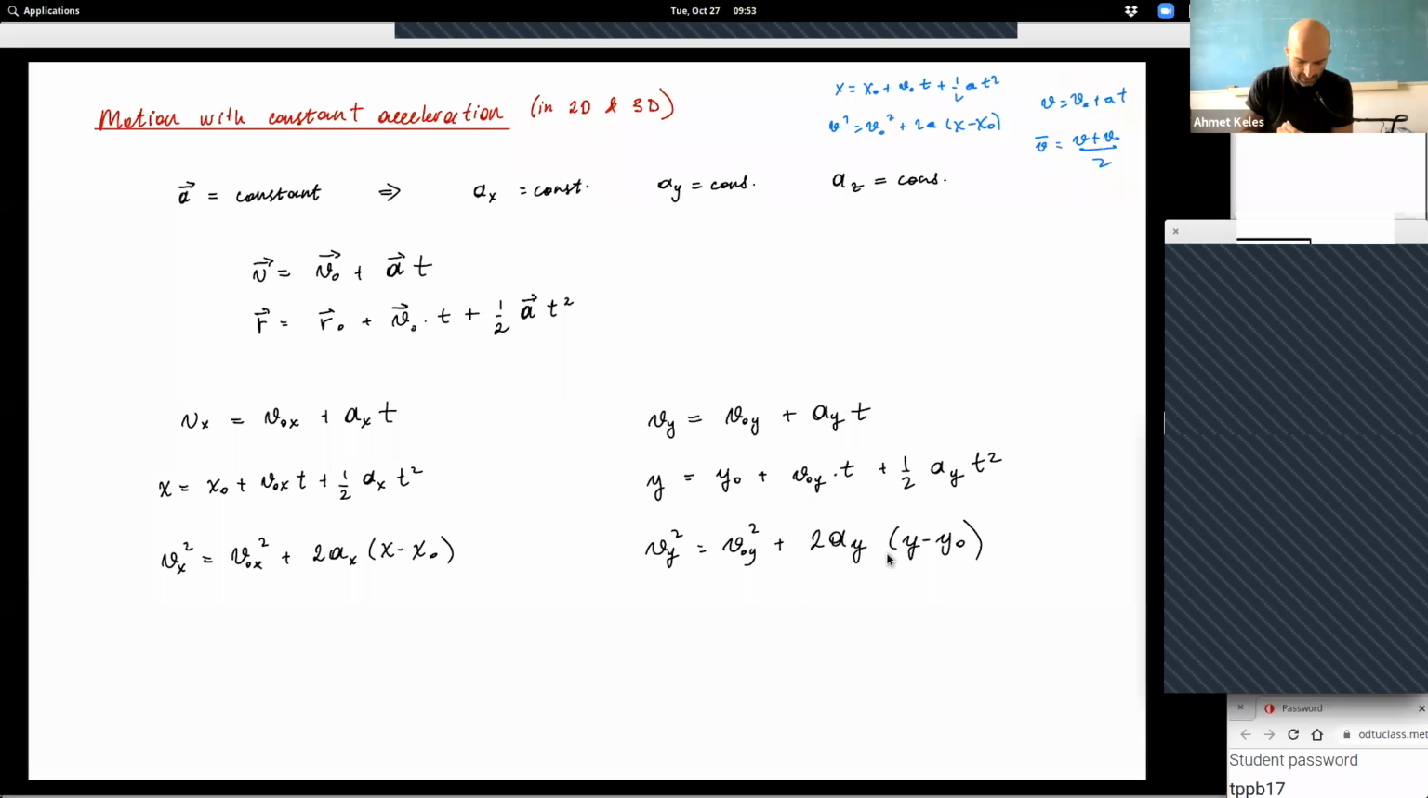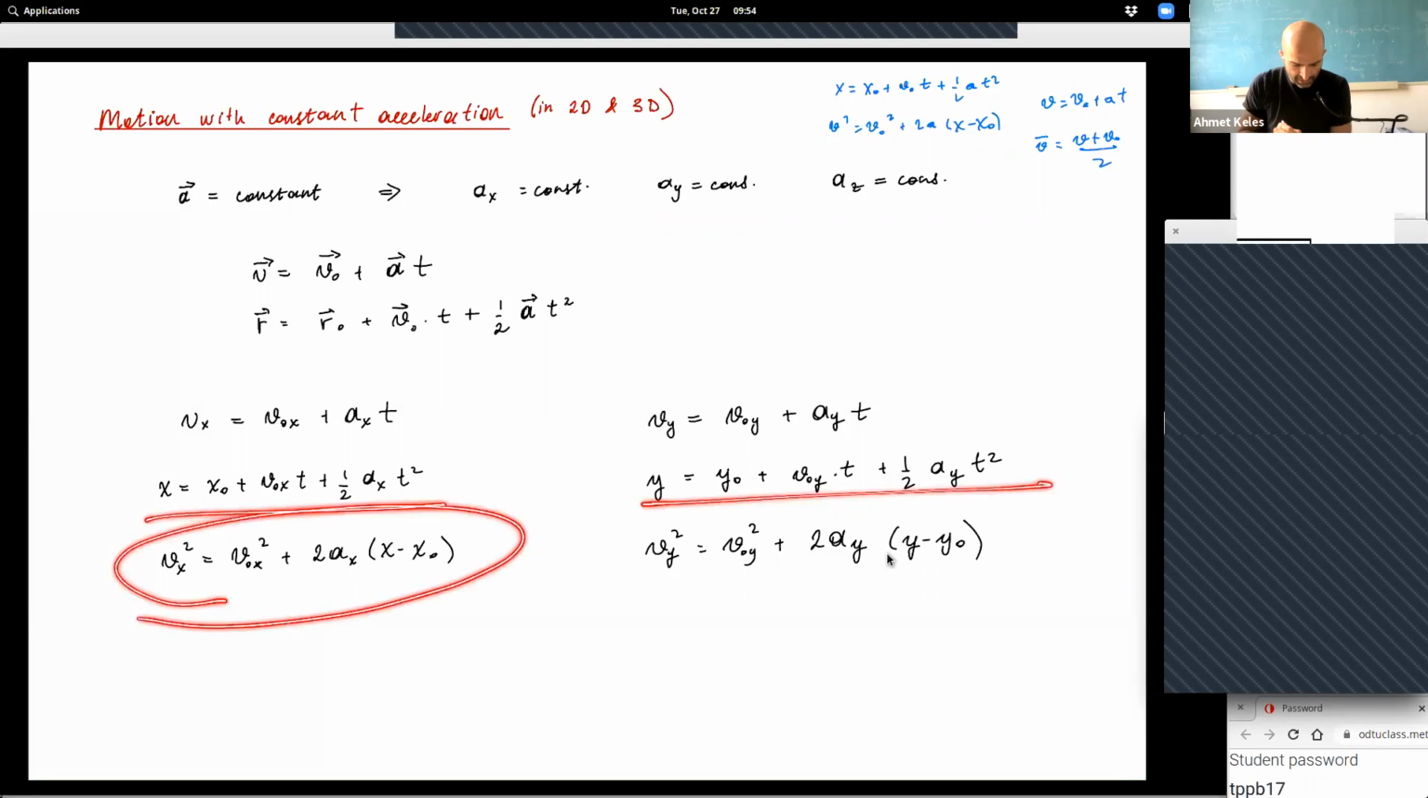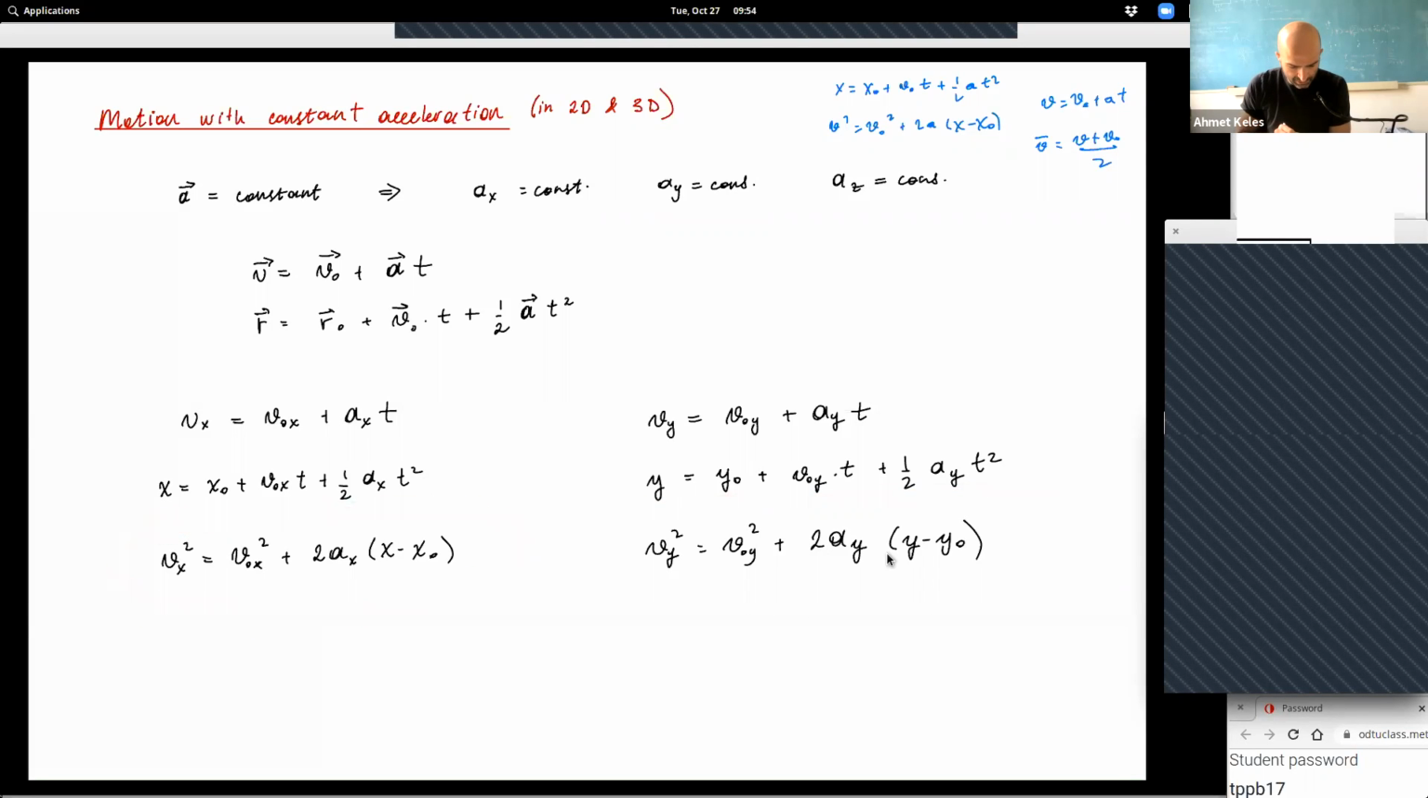For this, you need to look at the components, for example. v_x is equal to v naught x plus a_x t, or v_y is equal to v naught y plus a_y t. Now you can write the same thing for components. Then you have v_x squared is equal to v naught x squared plus 2a_x times x minus x naught, and same for y. That's correct. Thank you.